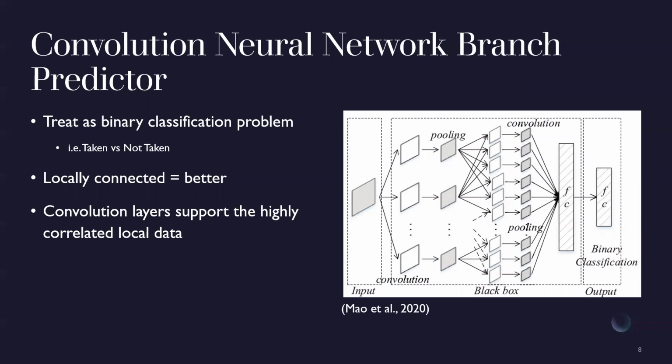And here's an image of what a convolutional neural network looks like. And this is similar to what they use. They use several different versions of convolutional neural networks, but this is a basic representation. It has the convolution layers, the pooling layers, and then these fully connected layers at the very end for the binary classification output.